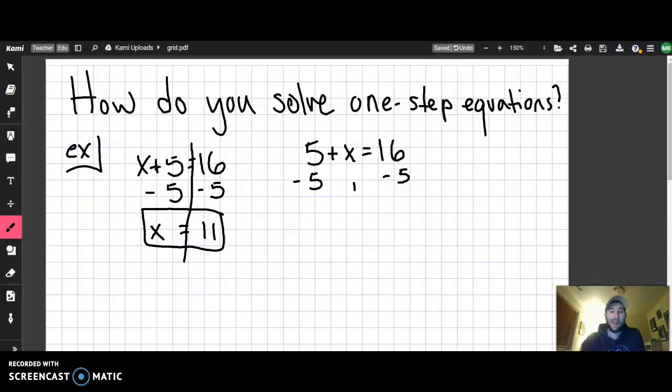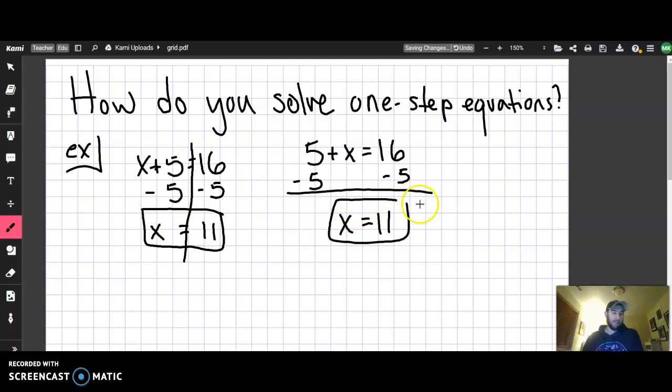Notice I am not writing it underneath the x. The reason is because we want to combine our like terms and we want to focus on undoing the 5. So the 5 has to go to the other side of the equal sign where the 16 is. And so the 5s would cancel out, getting a 0. X is equal to 11, just like before.